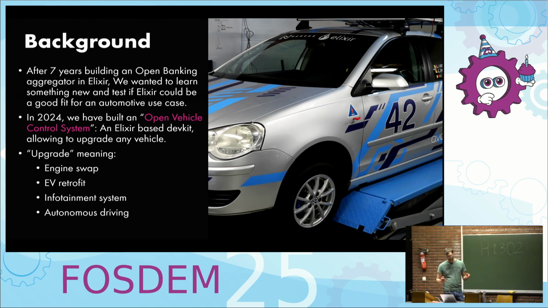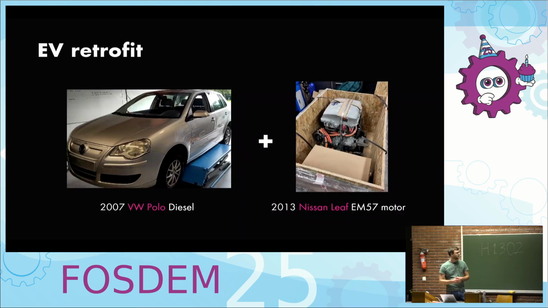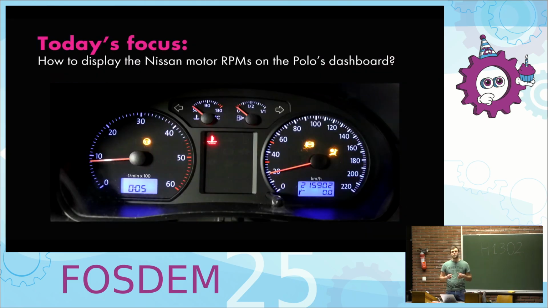In our case, we used the 207 diesel Polo, and the first thing we did was to convert it into an EV by putting a Nissan Leaf electric motor in it. I won't go into the details of the mechanical work. There is a lot to say there, but that's not the topic of the day. Today, to show you how to do the reverse engineering in practice, we will just focus on a very simple use case, which is how to make the VW dashboard display the RPM value from the Leaf motor.